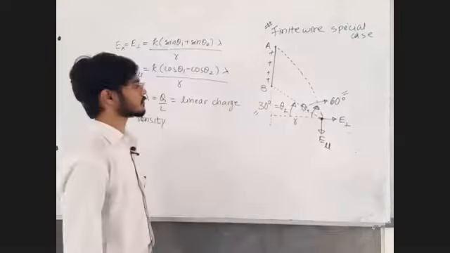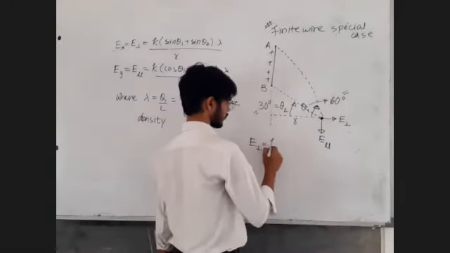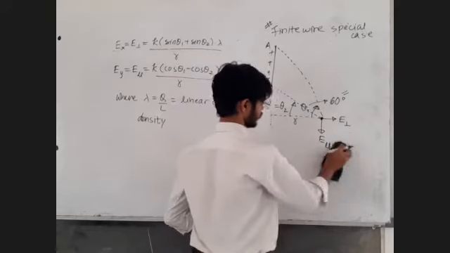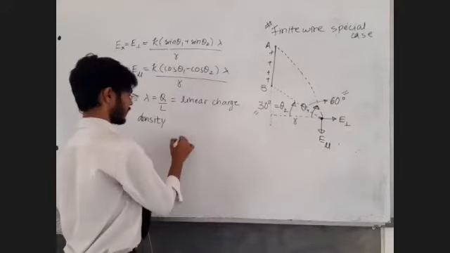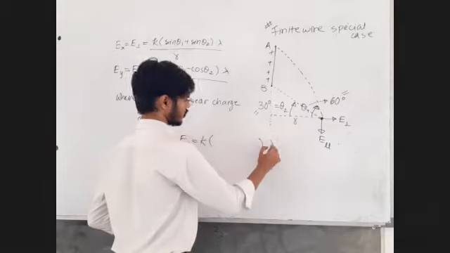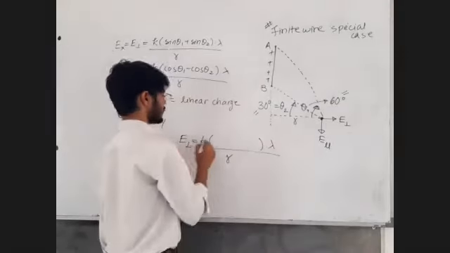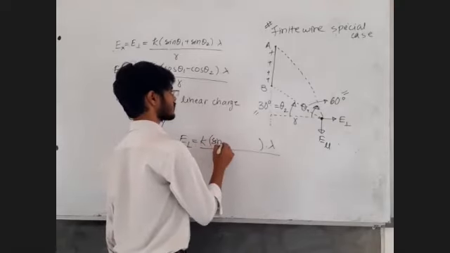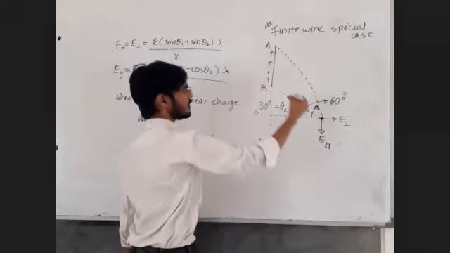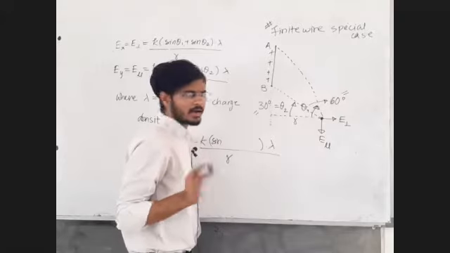What is E perpendicular? E perpendicular is K into some value into lambda upon R. What is that some value? Sir, E perpendicular, sine plus. Sir, sine, first angle, upper point, angle measured upward. Upper point, angle measured upward should be positive by convention.